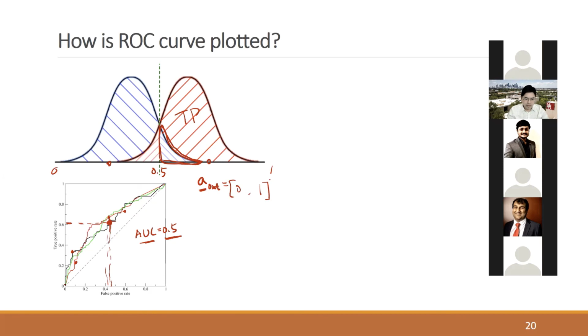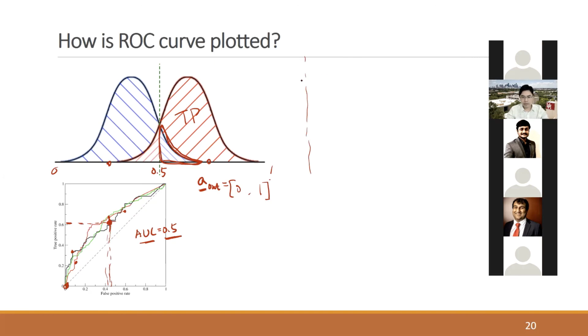So what does this point mean? This point has 0 true positive rate and 0 false positive rate. This is when the threshold value is way up.